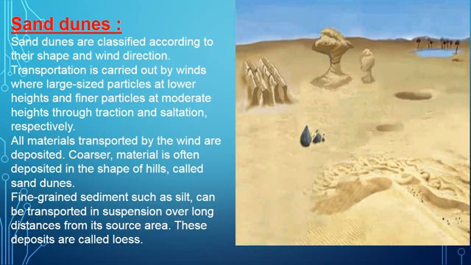In this case, the materials are transported by the wind and deposited in the shape of a hill, and that hill which is created is called a sand dune. All the fine-grained sediments, all the loose material, is carried away by the wind and deposited in the form of a hill, and that is called a sand dune.